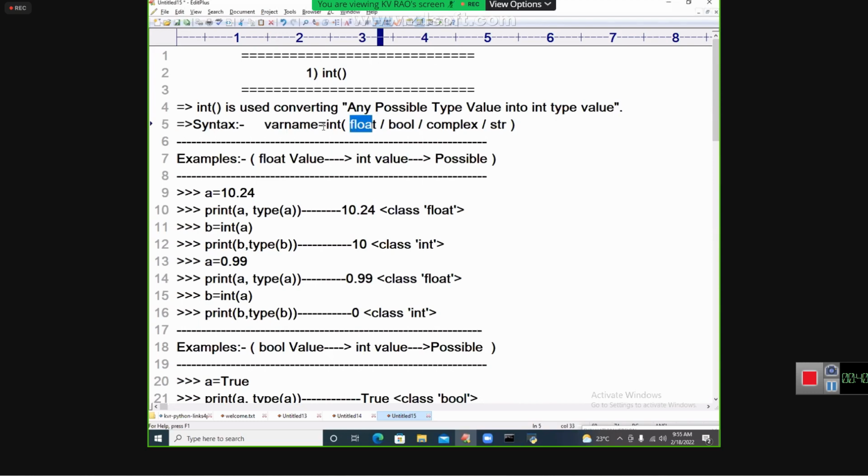Float to int possible. Bool to int possible. Complex to int not possible. Str to int possible. Other types of str values, str float, str bool, str something, not possible, not possible, not possible.